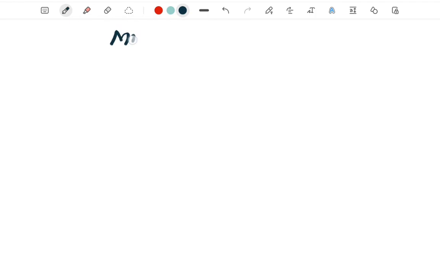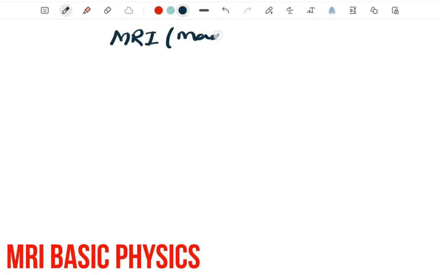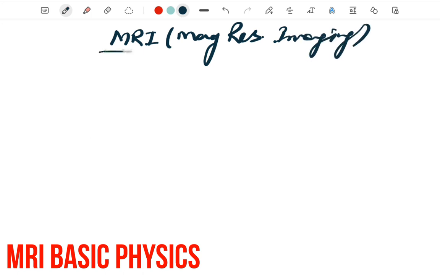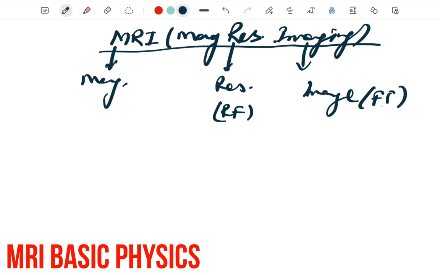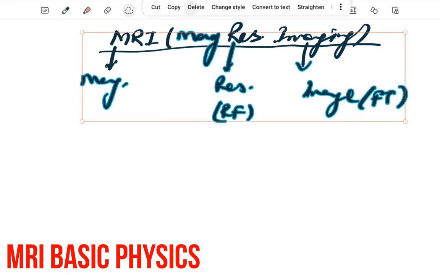As we know, the name MRI means magnetic resonance imaging. As the name suggests, we are using a magnetic field, which means a magnet is involved. We are creating a resonance by using RF waves, and we are trying to do image formation. We are using image formation techniques, using Fourier transforms and other mathematical tools. That's why we call it magnetic resonance imaging, or MRI.